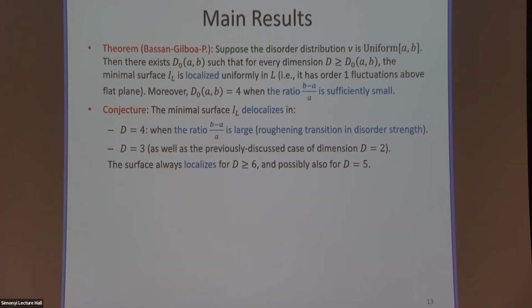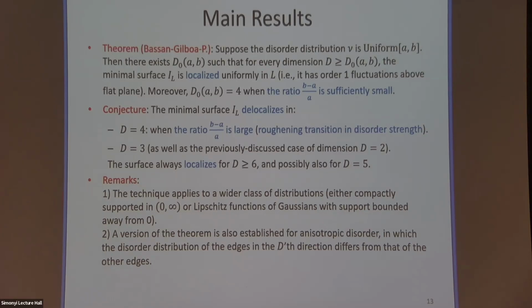There are some additional comments, but I think they're not so interesting to us. You can take other distributions instead of uniform on A, B, and which is a bit nicer, you can use a different distribution for edges which are orthogonal to the base and the other edges. And that actually allows you a solid-on-solid one. So it allows some extra interest.